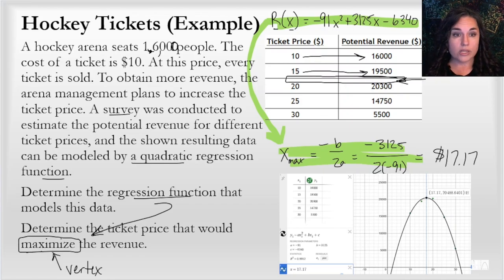There may be other things that they ask you to solve for. It could be like, what's the revenue when you sell 50 tickets, right? They may ask you to evaluate the function. They may ask you to find some intercepts. Depending on the problem, you'll have to remember your different strategies for working with quadratic functions in order to solve for different values. So hopefully that helped you with this lesson.